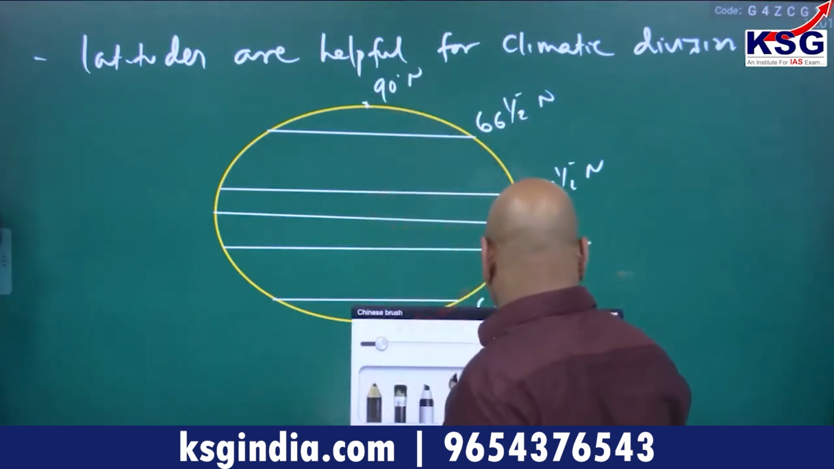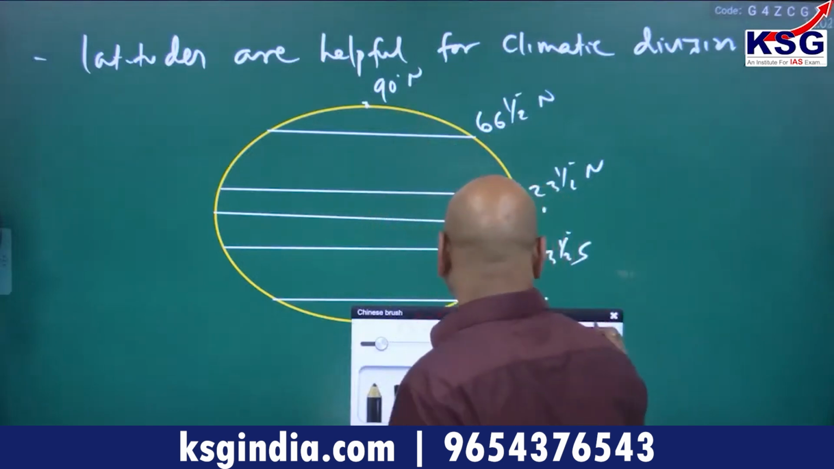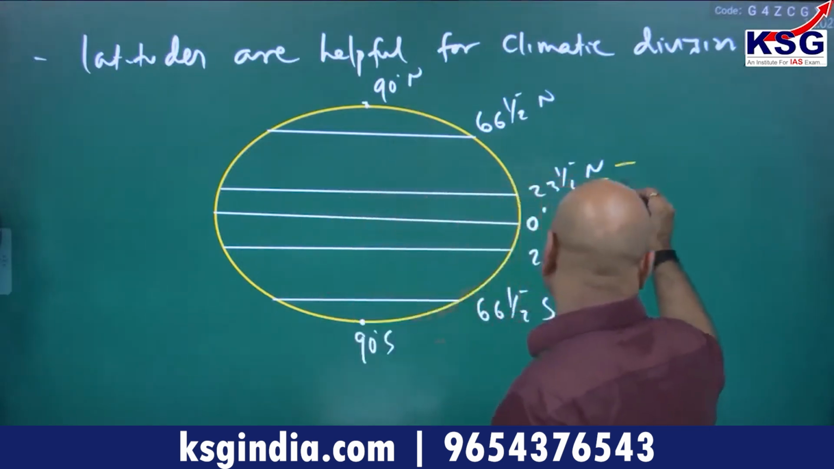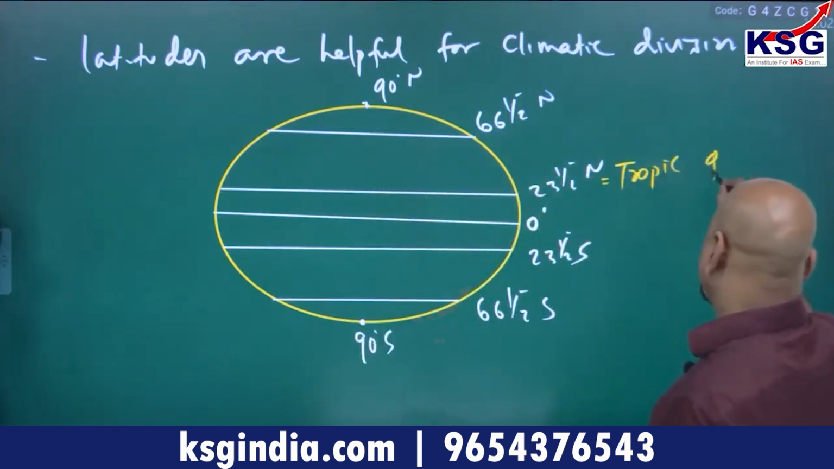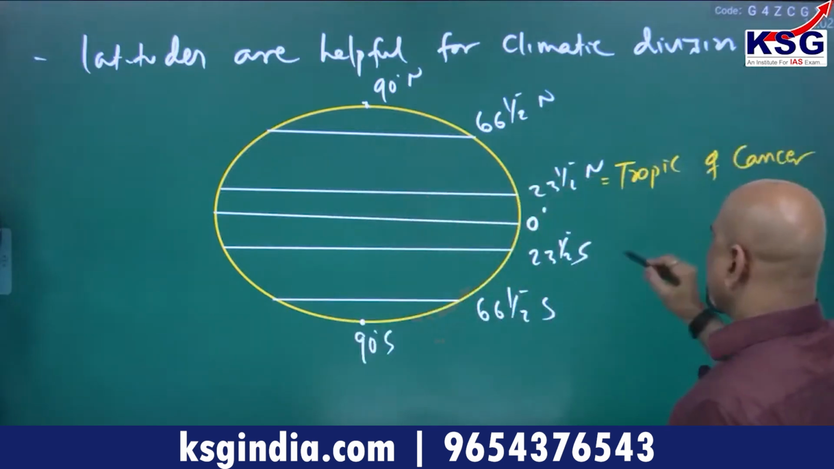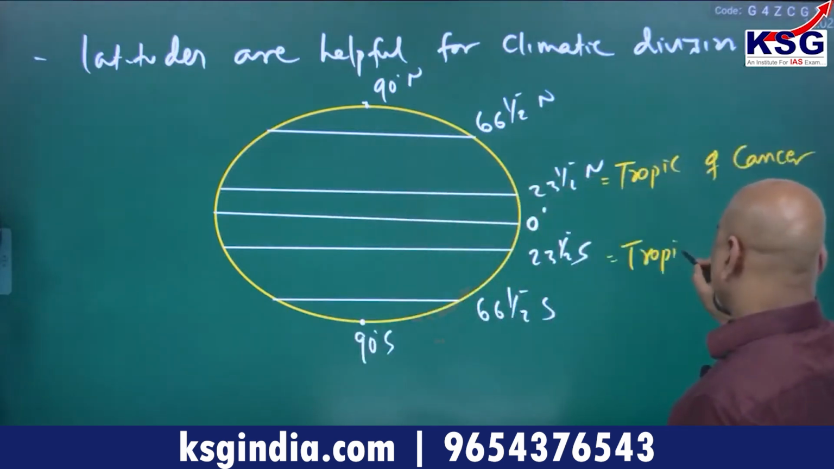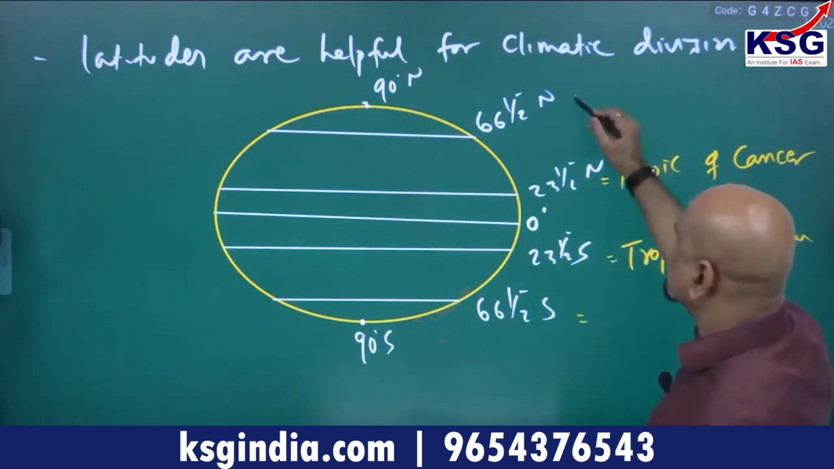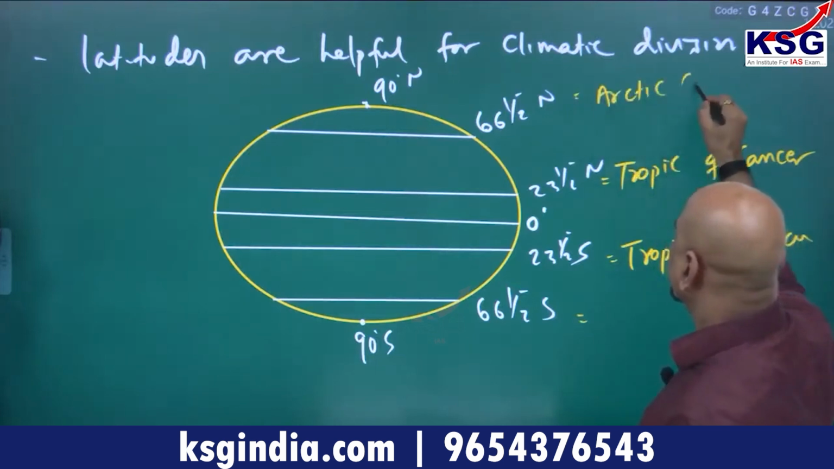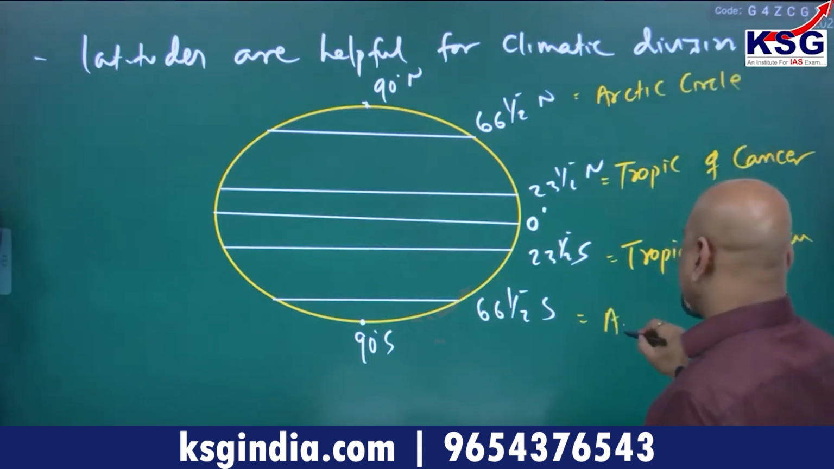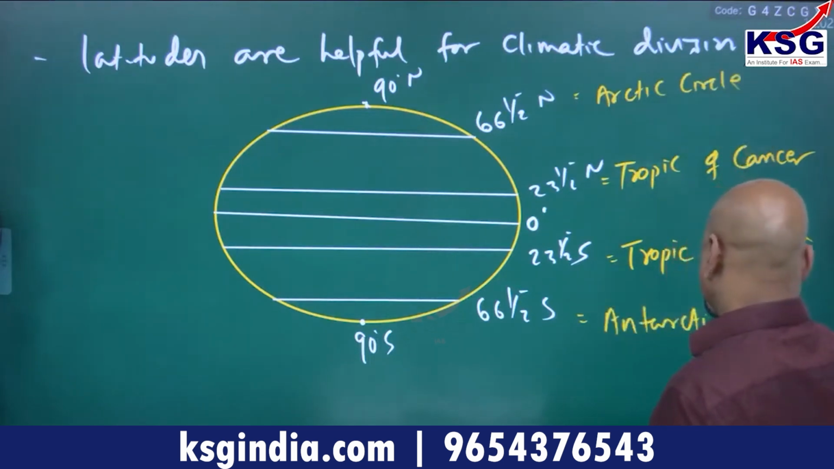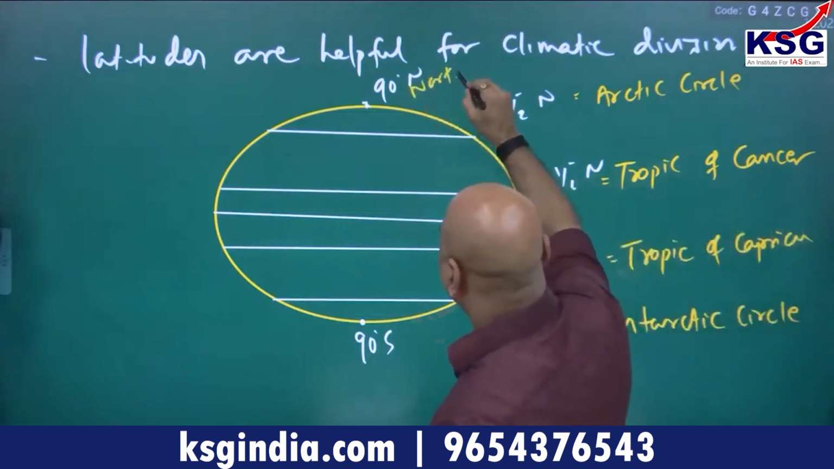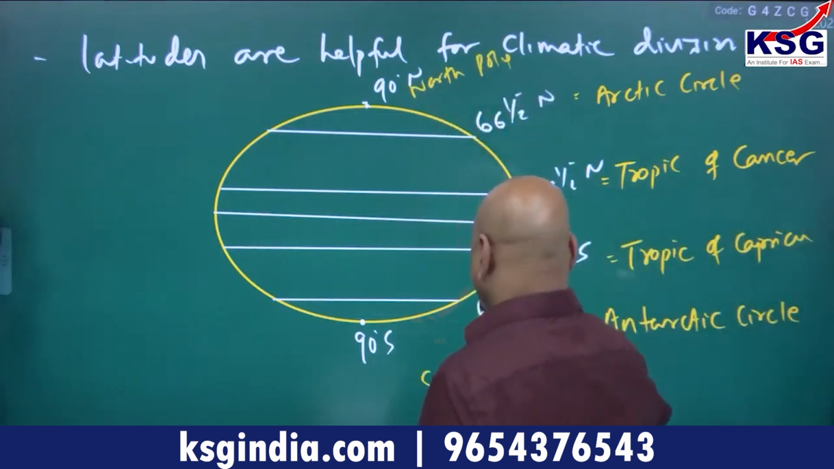So this region is the low latitude region. Tropic of Cancer, Tropic of Capricorn, Arctic Circle, Antarctic Circle. This is the North Pole and this one is the South Pole.